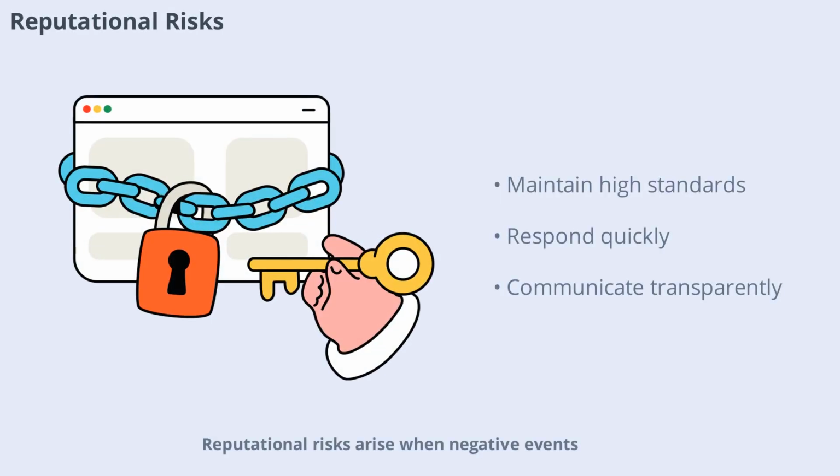Reputational risks arise when negative events or publicity damage your company's image. These can result from product recalls, customer complaints, or ethical lapses. Managing reputational risks involves maintaining high standards, responding quickly to issues, and communicating transparently with stakeholders. Protecting your reputation is key to long-term success.